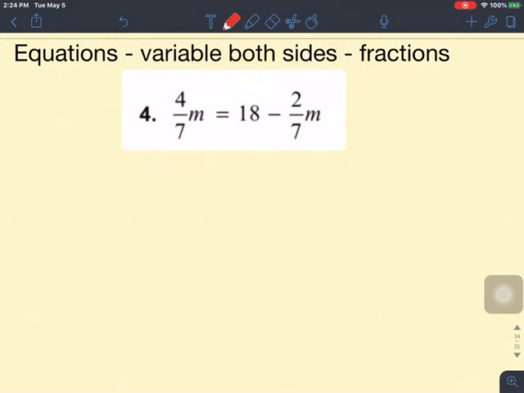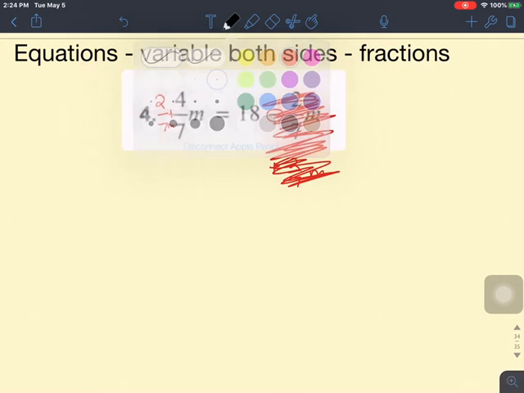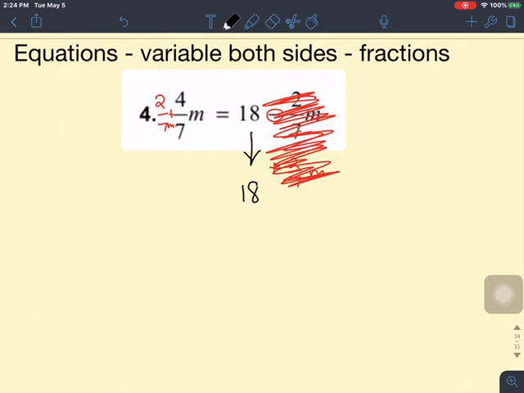Now the opposite, the inverse of -2/7 m, would be +2/7 m. I'm going to add 2/7 m to the 4/7 m. So this is gone, canceled out. What we have left over is 18. Drop that down, we have an equal sign. Then we just have to clean this up. Because we have a common denominator, it's pretty simple. 2/7 and 4/7 make 6/7 m.